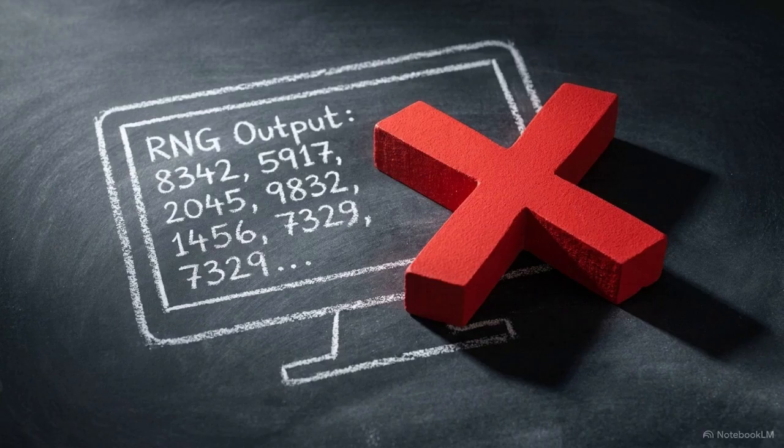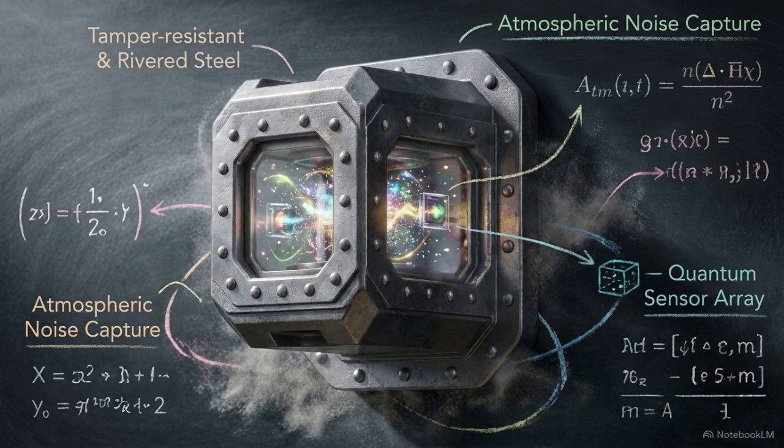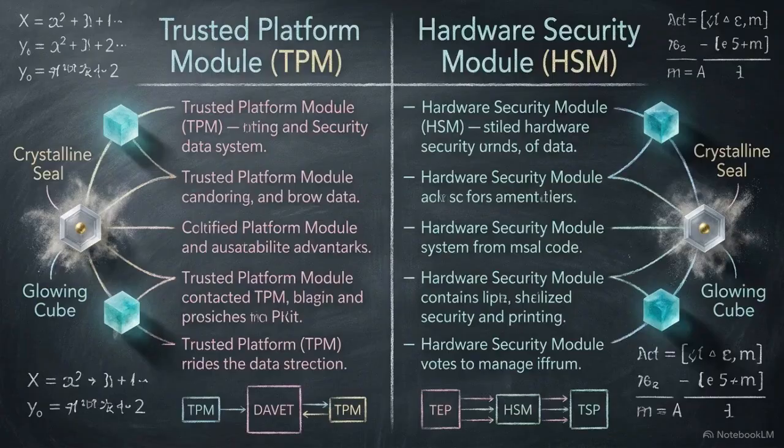The lifecycle begins with key generation. It is not enough to run a software script. Keys must be generated using true entropy within cryptographically strong, tamper-resistant hardware environments. This matrix compares the two primary hardware approaches.